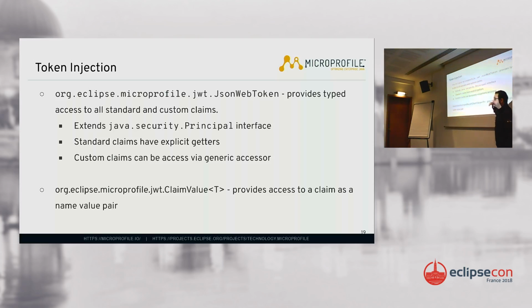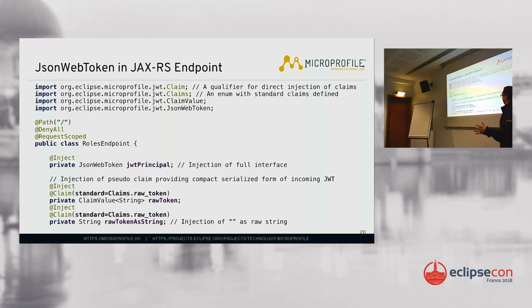If you don't know this interface, it just contains getName, but it's defined by Java. And you can access the standard claims using getters and custom claims using a specific getter. So let's look at some code. This is my JAX-RS endpoint. And see, I can inject the JSON Web Token like this.